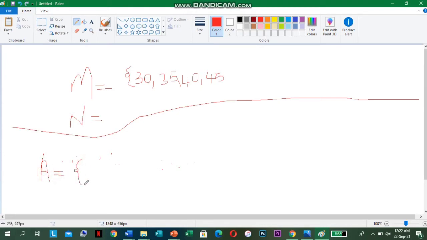So for example, I would call this set A, and 1, these are the elements in my set A. So set A equals 1 and 2. Now set B is equal to 1, 2, 3, 4. All right.